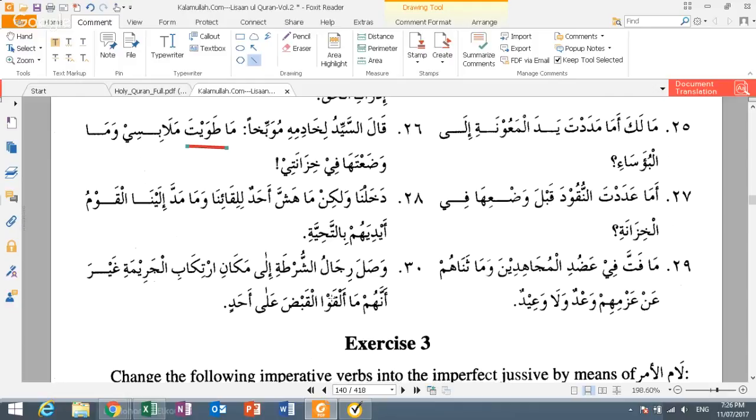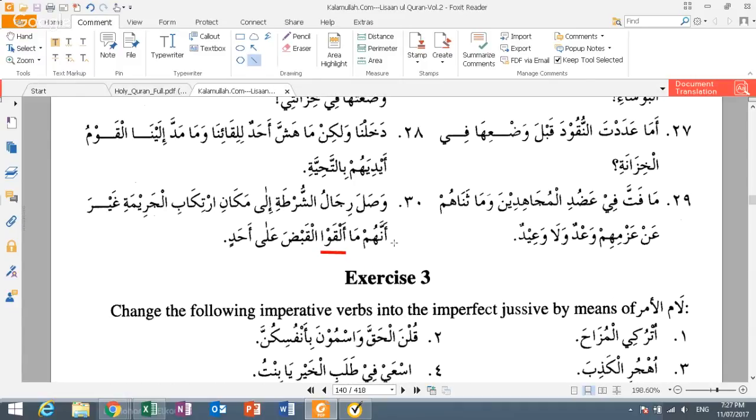Yep. The last one, then you go for salah. This one. Okay. Jama muzakkar ghaib. Very good. So make it jama muzakkar ghaib mudari. Yakununa, and then put harf jazm, lam yakunu, noon stops. Okay, come after salah, inshallah.